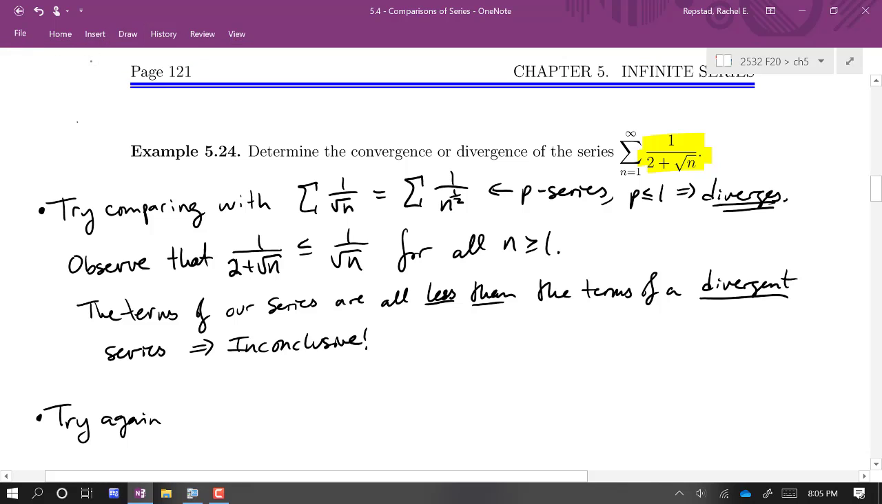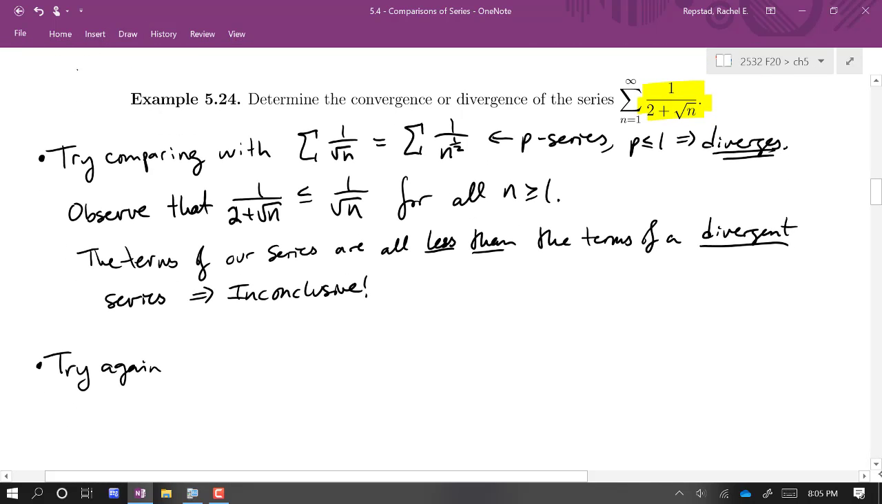So if we're going to use the direct comparison test, I have to compare it with something that diverges, and I have to be able to show that our terms are all greater than something that diverges. So let's try again, and we'll compare with the series whose terms are 1 over n. This diverges. It's the harmonic series. It's a p series where p is equal to 1.